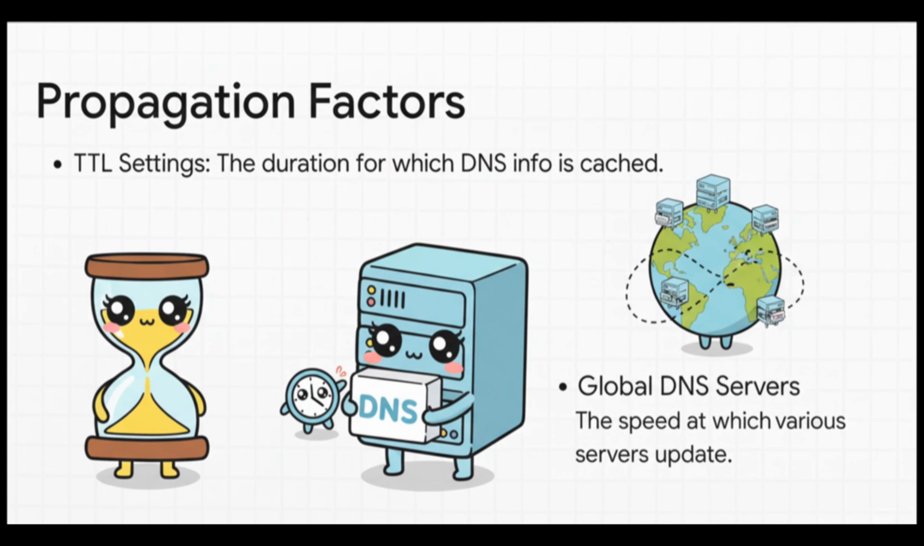How long this propagation takes depends on a few things. That TTL you set is the biggest one, by far. But some ISPs might even ignore your TTL and cache things for longer. And of course, it just takes time for a change to physically ripple through the entire global network. This can take a few minutes, or in some rare cases, up to 48 hours to finish completely.